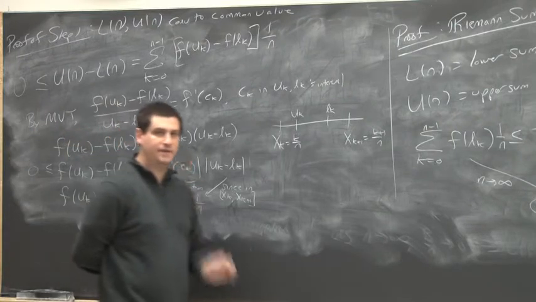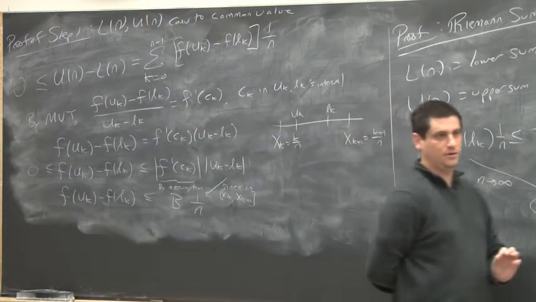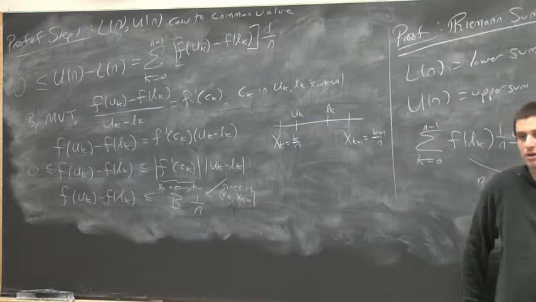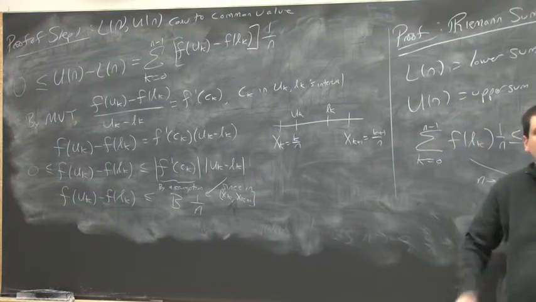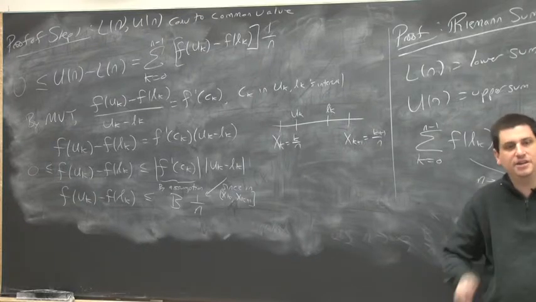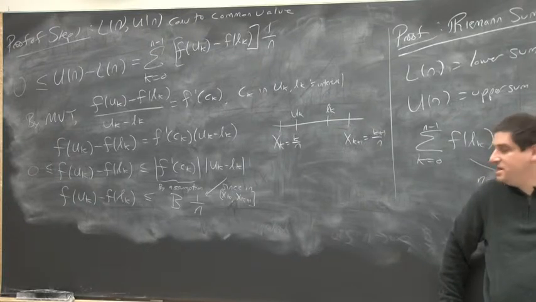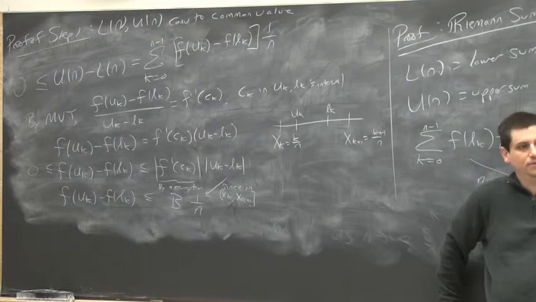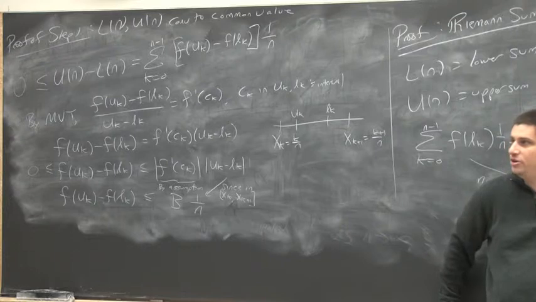It's some fixed constant. n, however, is growing. We can take smaller and smaller partitions. We're taking the limit as our partition gets finer and finer. Well, if b is fixed and n goes to infinity, what does that number go to? So what does b over n go to as n gets large? It goes to 0. That's good.